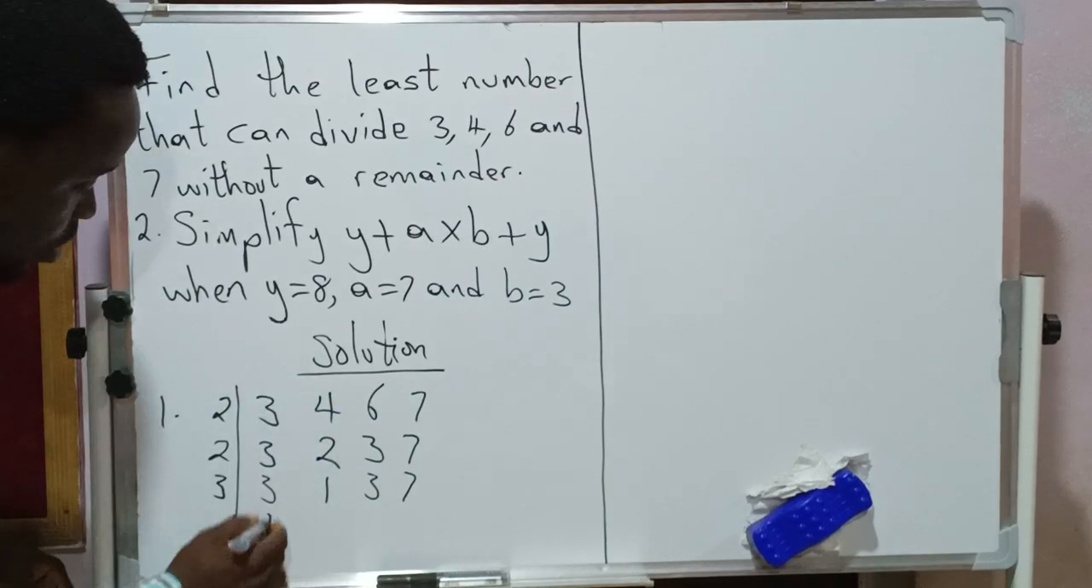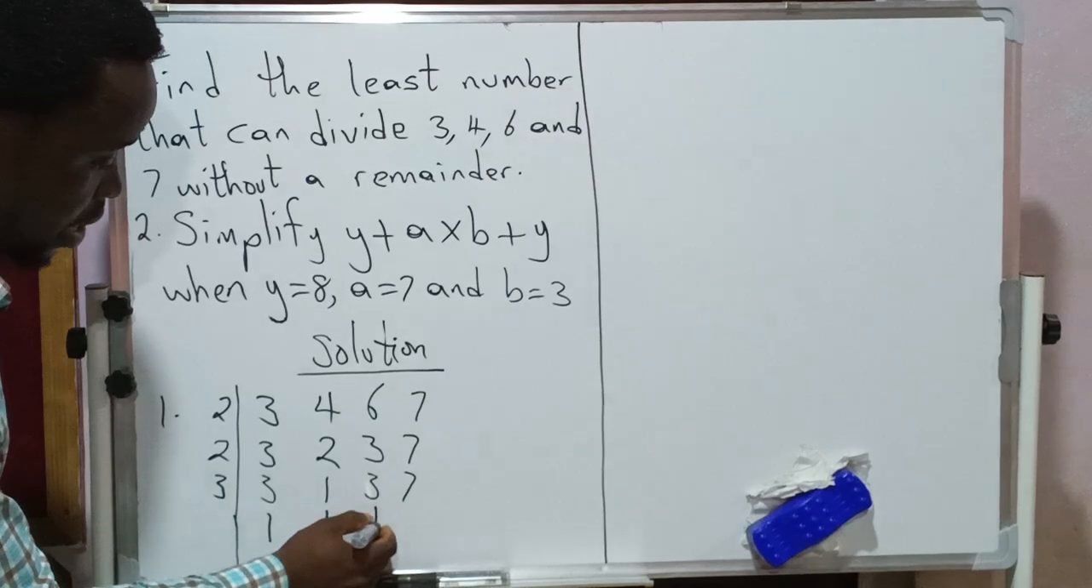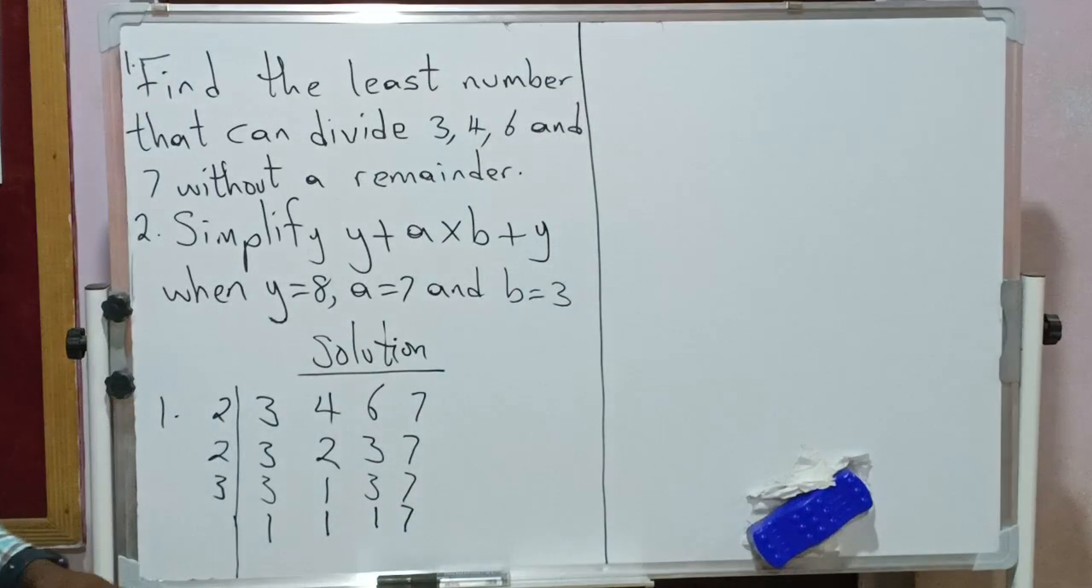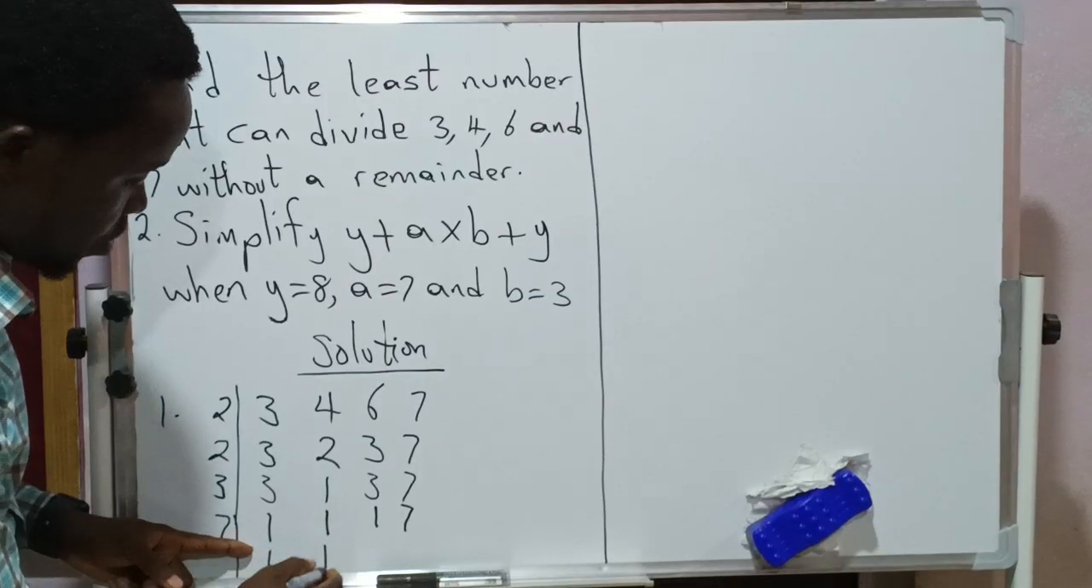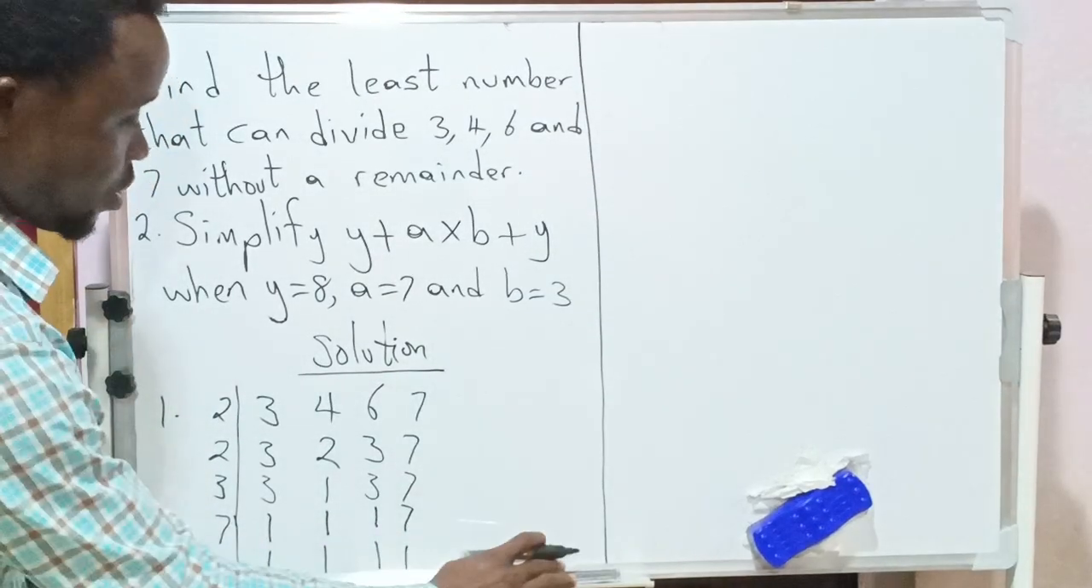So 3 in 3, 1. This one is 1 already, 1. This one is 7. So what is the next number? 7. This one is already 1, 1, 1. 7 in 7 is 1.